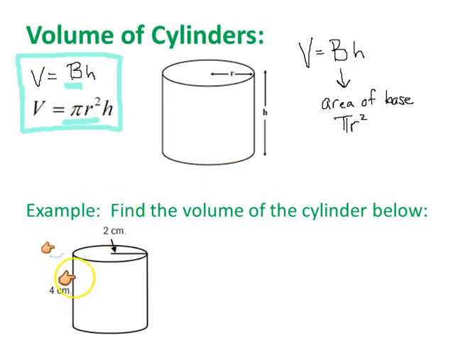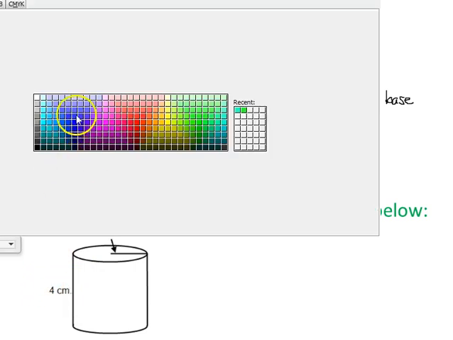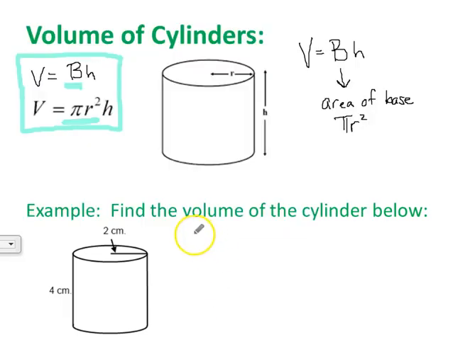Down at the bottom of the slide, I've got a cylinder with some dimensions, and let's go ahead and find the volume of this cylinder. First, I always like to write down what the general formula is, and I'm going to use pi r squared times h instead of capital B times h. You can use either one. I just like to have all the components of the formula right in front of me. I'm just going to put 3.14 for pi.